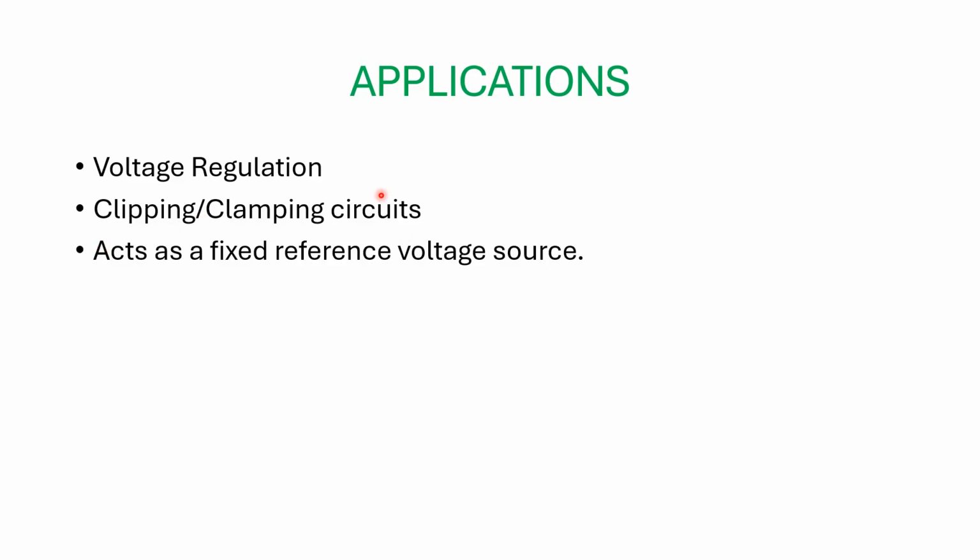In clipping and clamping circuits, PN junction diodes are also used for a reference voltage, above the reference voltage or below the reference voltage. Like that, we will use the Zener diode. It acts as a fixed reference voltage source. So after the breakdown voltage, we can use the Zener diode as a fixed reference voltage source.